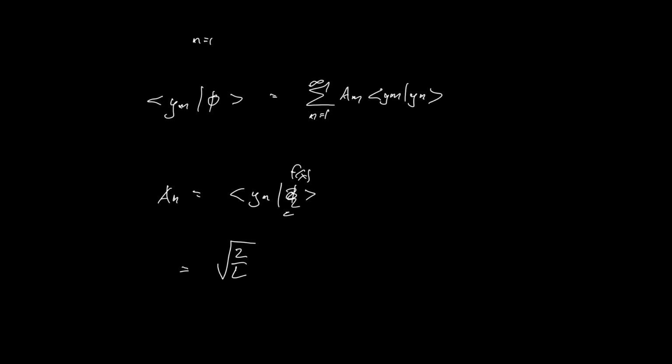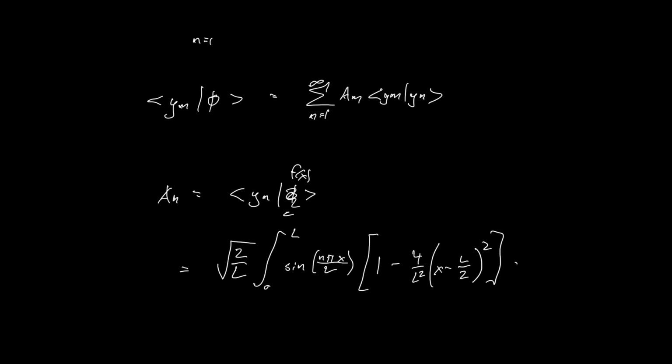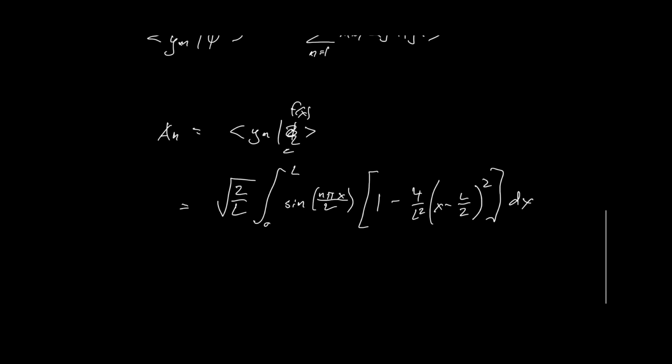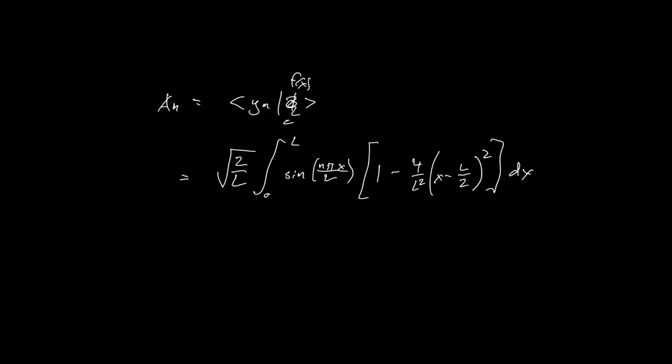And then we're going 0 to L, sine n pi. Normally it'd be 0 to infinity, right? But we're going throughout our entire domain, which is 0 to L, so there's no point to do infinity here. And that times 1 minus 4 over L squared is our function, x minus L over 2 squared dx. And the rest of this is just doing calculus. So buckle up, because there's a lot to do here.